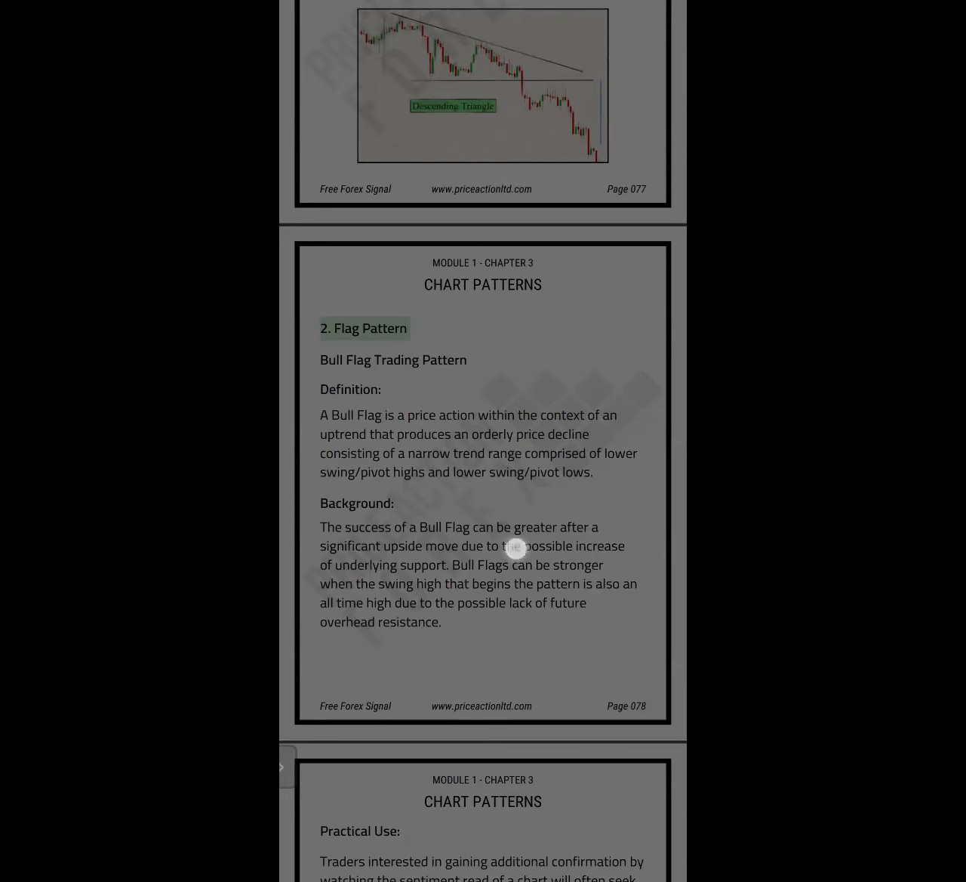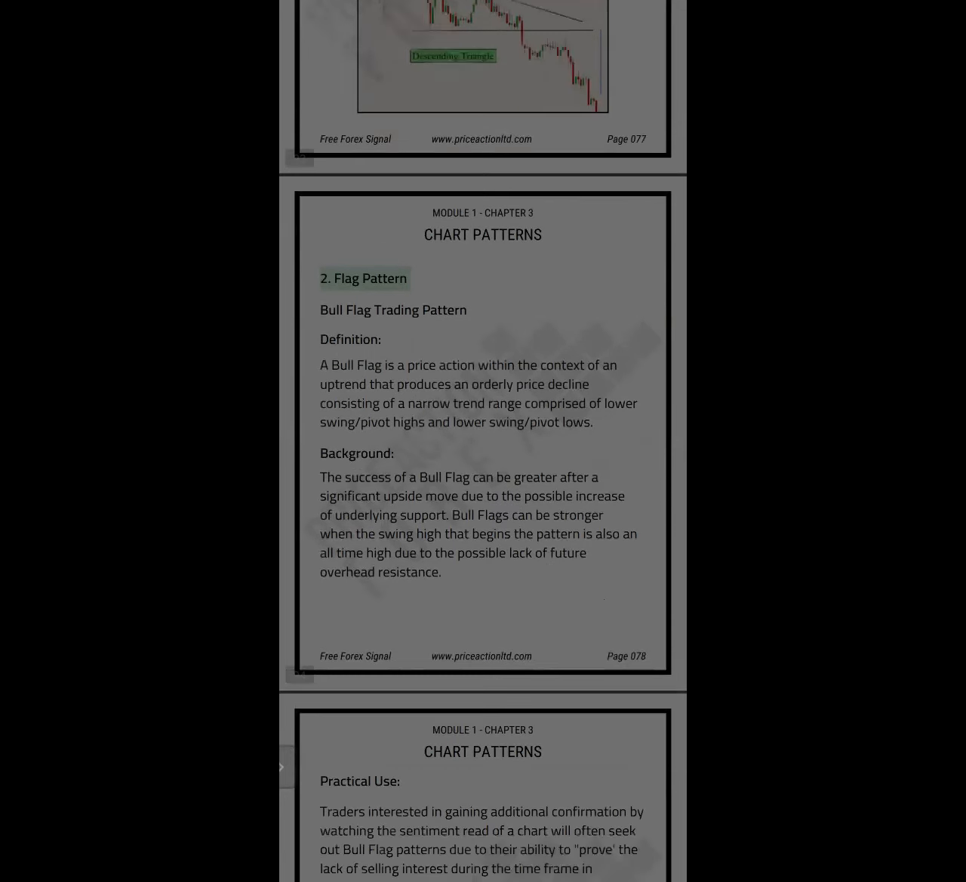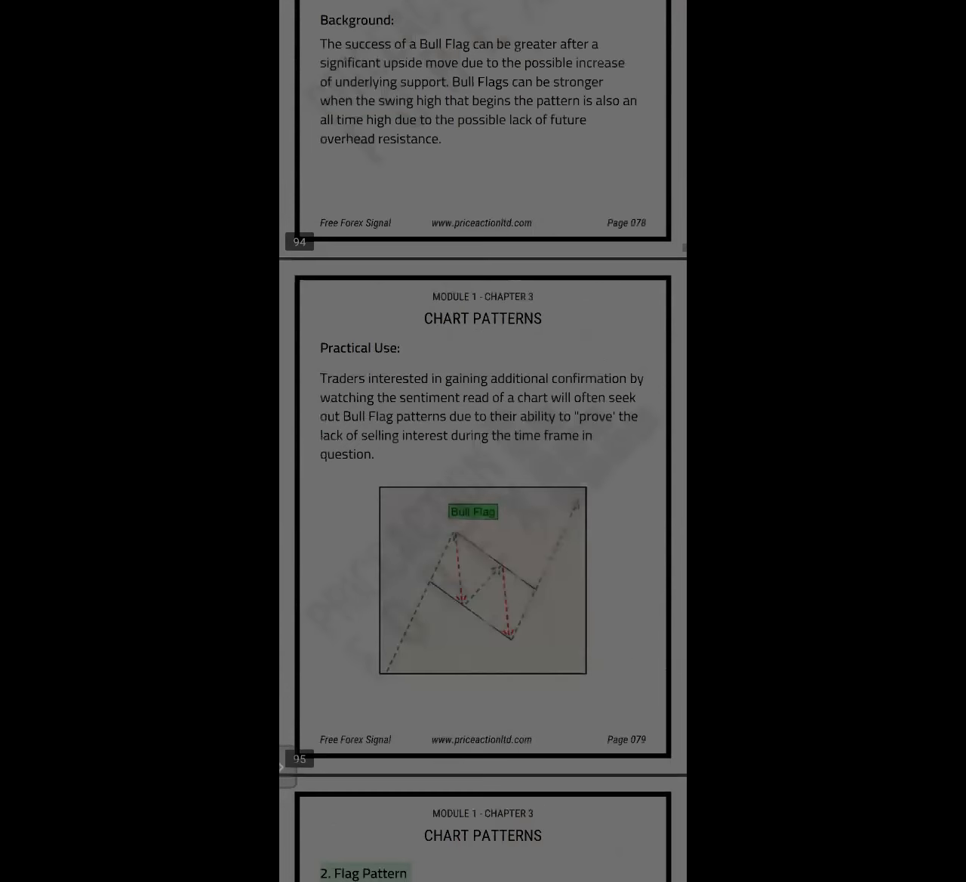All right. So they said the success of a bull flag can be greater after a significant upside move due to the possible increase of underlying support. A bull flag can be stronger when the swing high that begins the pattern is also at an all-time high due to the possible lack of future variance, and so on. So this is what I'm trying to say. This is the example they gave you.